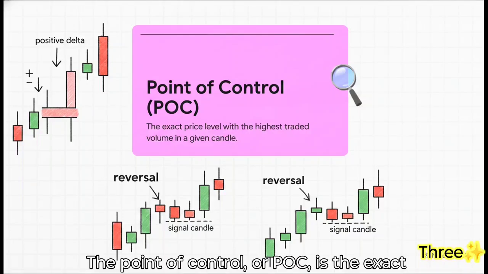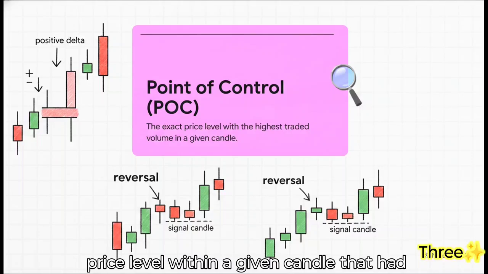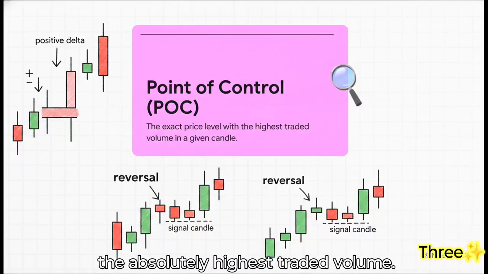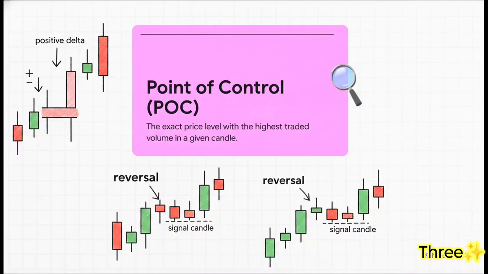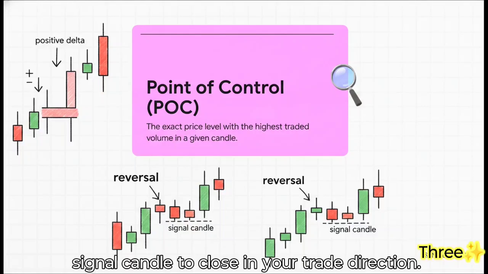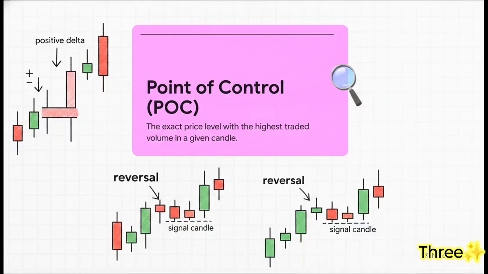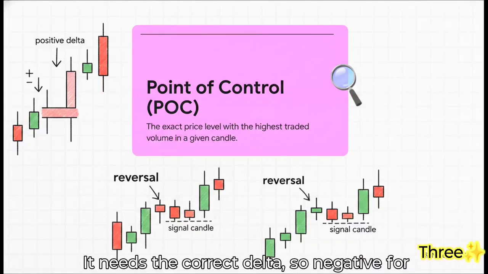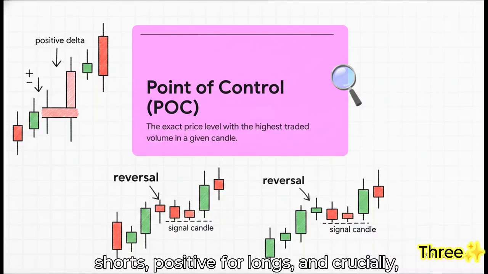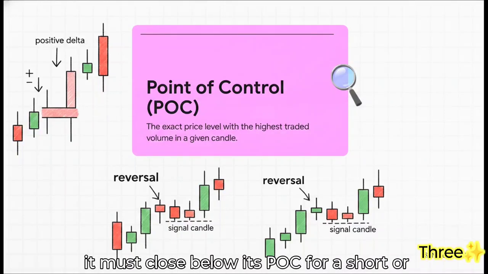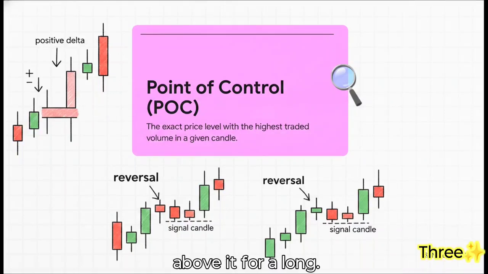The point of control, or POC, is the exact price level within a given candle that had the absolutely highest traded volume. For a valid reversal, you have to wait for a signal candle to close in your trade direction. It needs the correct delta, so negative for shorts, positive for longs, and crucially, it must close below its POC for a short or above it for a long.